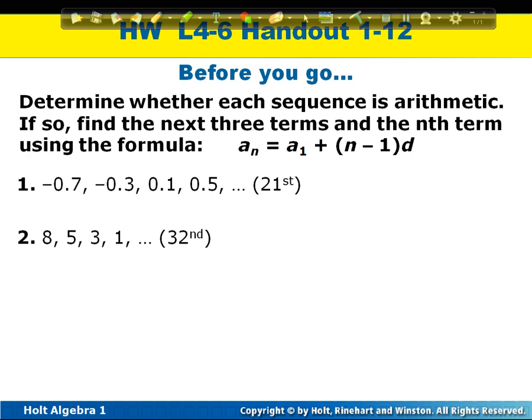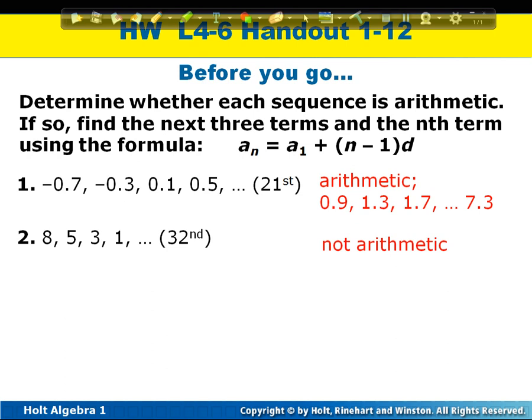Hopefully you've had a chance to try that on your own, and if so, you should come up with this first one. It is arithmetic. The next three terms are 0.9, 1.3, and 1.7. And your 21st term is 7.3. The second one is not arithmetic. So hopefully you got those correct. If not, please go back and see if you can figure out what you did wrong on those.